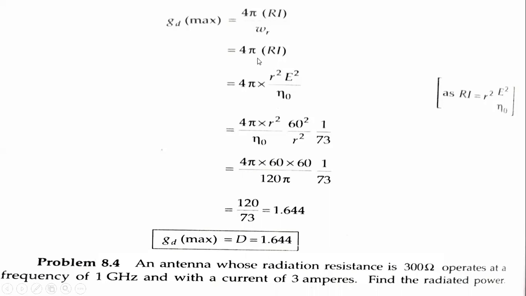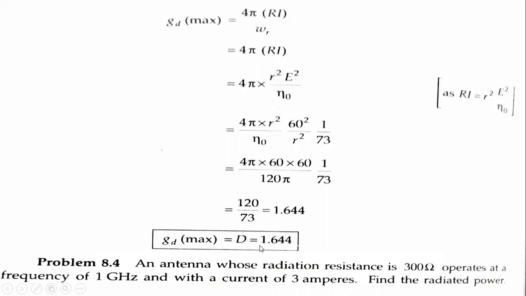So in this way, 4 pi will be as it is, R square will be as it is, E square will be as it is, and eta 0 will be as it is. What about omega? The omega value was mentioned above in terms of Emax. In terms of Emax, you can substitute the value of the current, 60 and the current you calculated, 1 by root of 73. Likewise, all the parameters you have calculated related to omega and Emax, you can substitute here. Finally, you will get the maximum directive gain as 1.644.